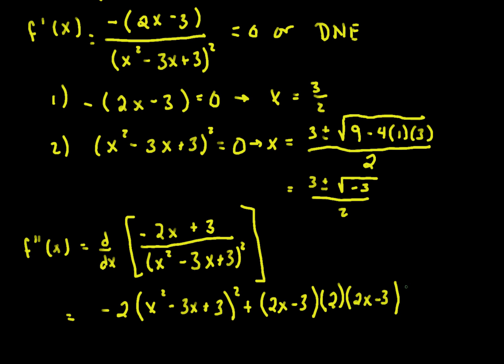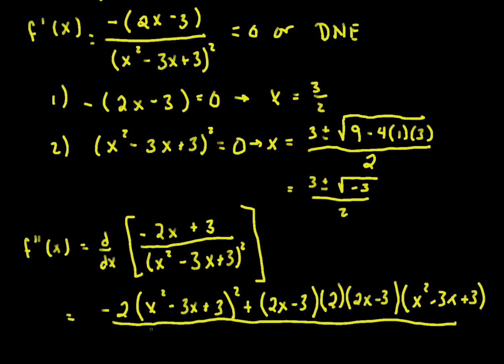All times x squared minus 3x plus 3. And that whole thing then is divided by the denominator squared. So it's all divided by x squared minus 3x plus 3 raised to the 4th power. So this is what our second derivative is. It's this monster of a thing, but it's fine. We just need to evaluate it at our critical value.